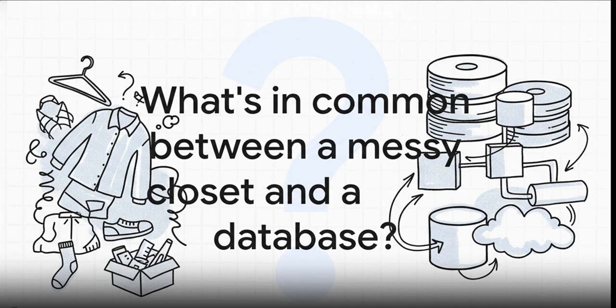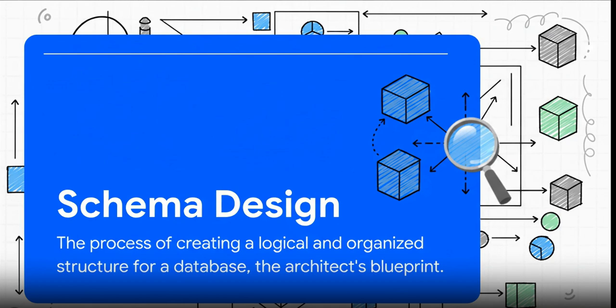What does a super messy closet, you know the one with clothes just spilling out everywhere, have in common with a massive multi-million-dollar database that runs a global company? The answer, as it turns out, is, well, everything. Because without a solid plan, both of them just fall into total chaos, right? You can't find anything, and they basically become useless. For a database, that critical plan is called its schema.